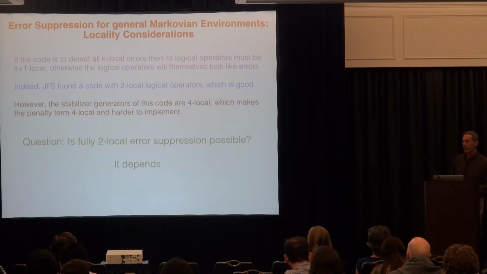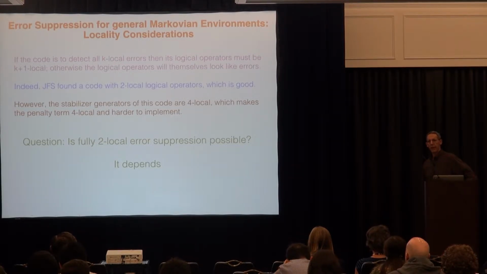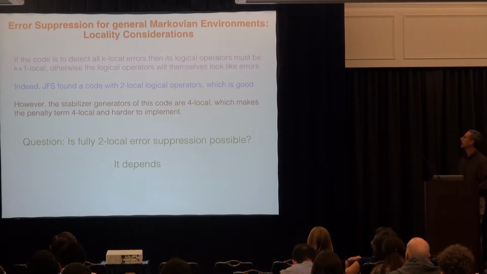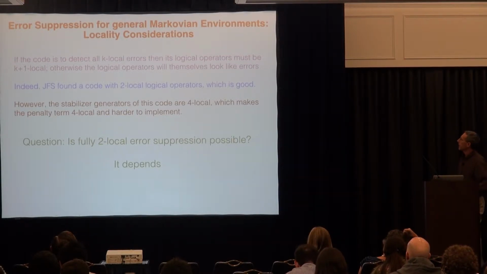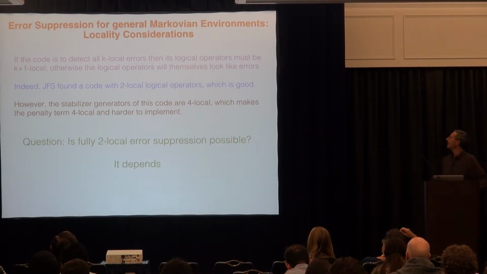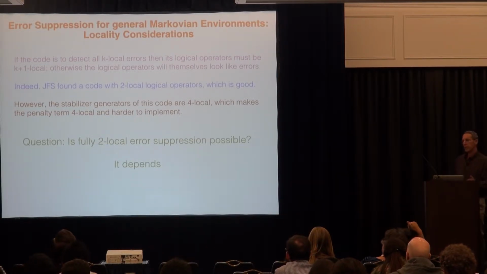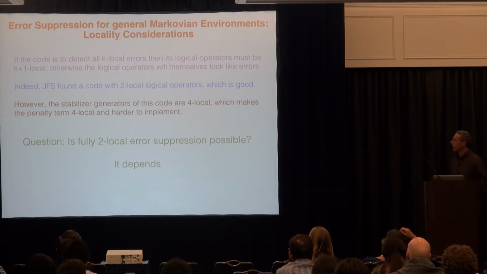But there's another consideration that we must remember, and this is locality. And much of what I want to say next has to do with the question of locality. So first of all, if we have a code that is supposed to detect all k local errors, well then the logical operators have got to be at least k plus 1 local, because otherwise they will themselves look like errors, and that's not good. And so in the JFS case, they wanted to protect against 1 local errors, and they found a code that has 2 local logical operators, which is good, because then these logical operators aren't themselves suppressed by the code.